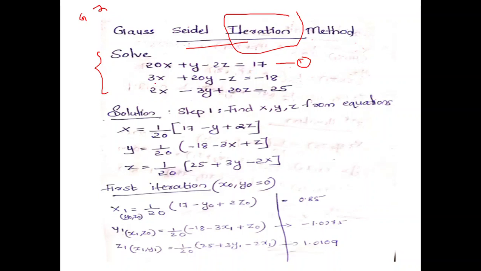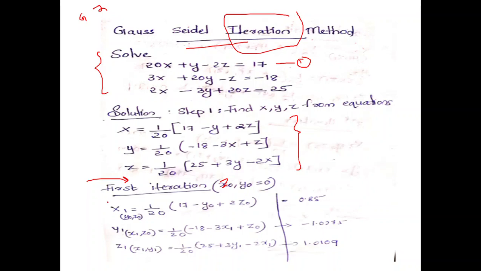From the second equation, we will find the expression of y as 1 by 20 times (minus 18 minus 3x plus z). From the third equation, we will find the expression of z as 1 by 20 times (25 minus 2x plus 3y). So we will get the expressions of x, y, z from the question itself. Now we are starting the first iteration. During the first iteration, we will put the values of z0 and y0 as 0.